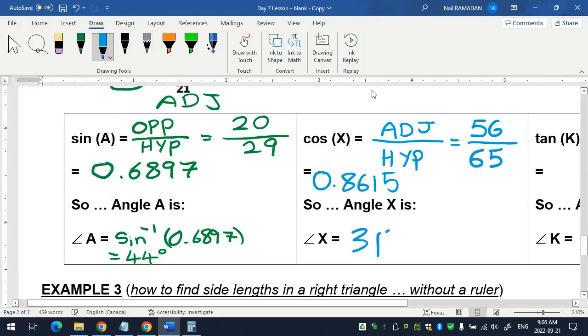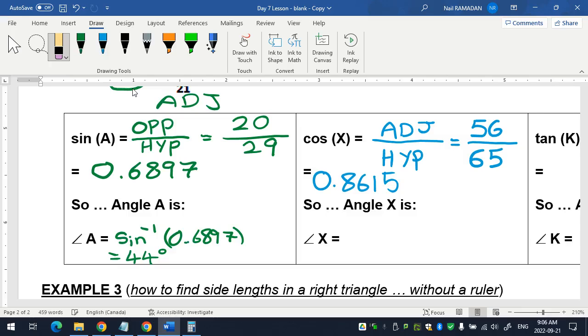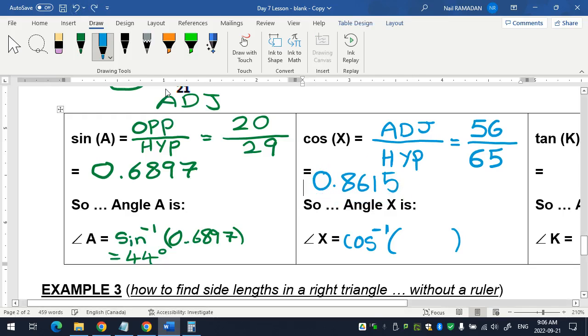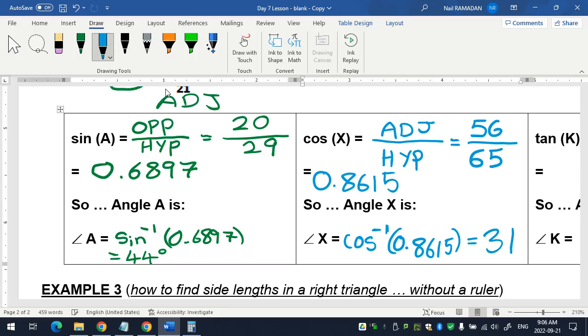Can someone tell me what to write here? I cannot just write 31. I can't. I have to write a full statement. What do I write? Cosine. Yes, cosine. You're going backwards. So instead of cosine, you put cos. Cosine with what on top? -1, which means you're going backward. And what do you put always right after the cos? The decimal number. Yes, 0.8615 equals. We said it's closer to what? 31 in degrees. Done. That's it.